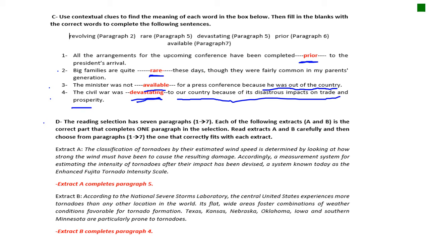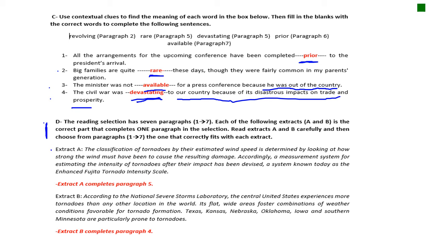Extract, we worked on those a lot. Last year I told you that the best way to figure out the correct paragraph for your extract is, while you are reading, put the main idea of each paragraph next to it, so that when you arrive to this part, you know all the main ideas in each paragraph. Now this one, extract A, let's see where it belongs.